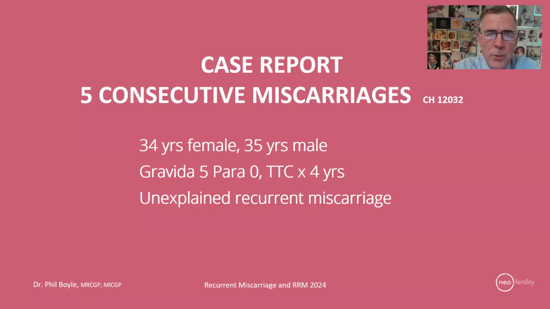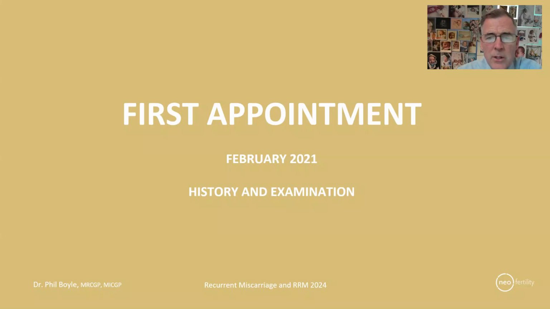This is a couple who presented, female age of 34, male age of 35, and they had been trying to conceive for 4 years. And during that time, they got pregnant 5 times, but every time it ended in miscarriage. So they had unexplained recurrent miscarriage, and statistically, she has a 50% risk she's going to have a miscarriage the next time, with just looking at purely that aspect of her 5 previous losses. So she came to me in February of 2021.